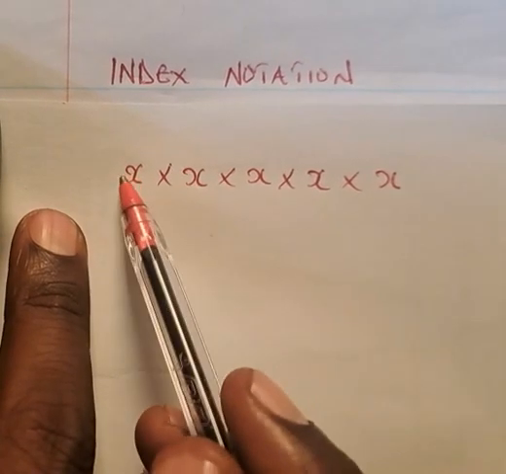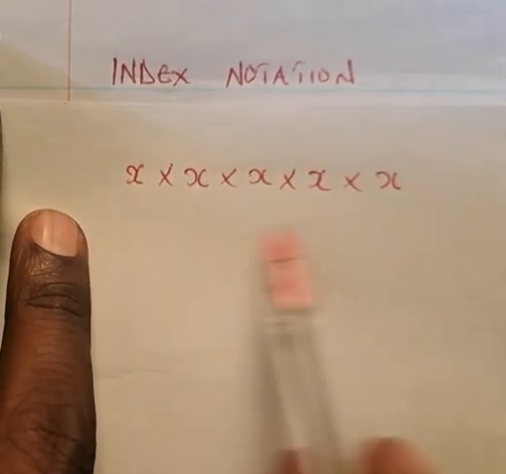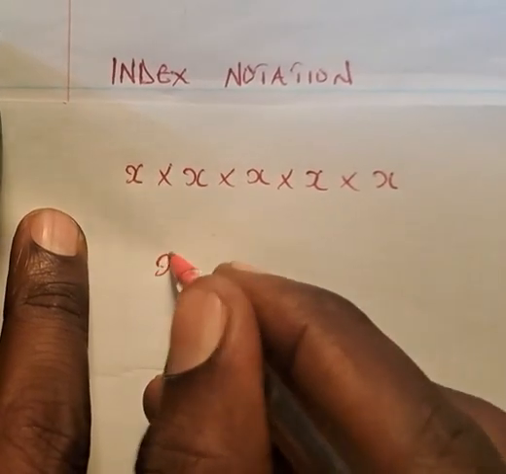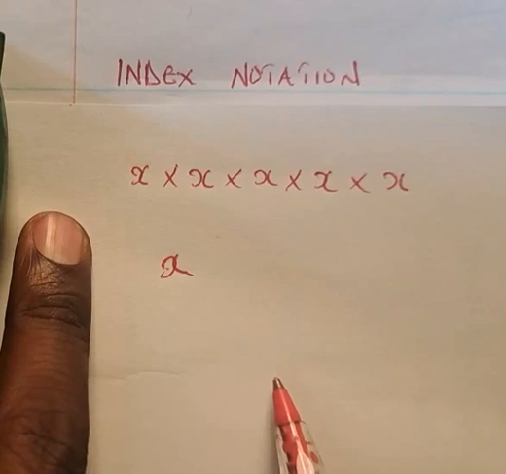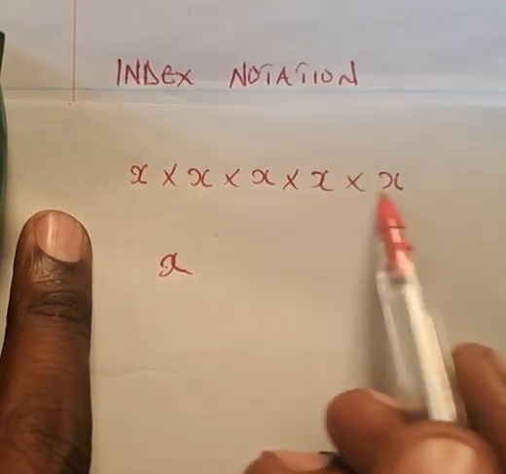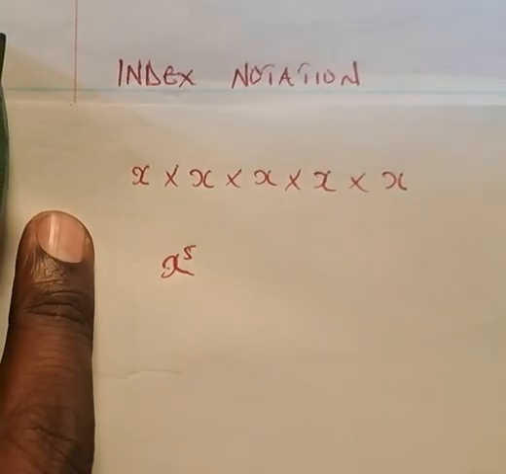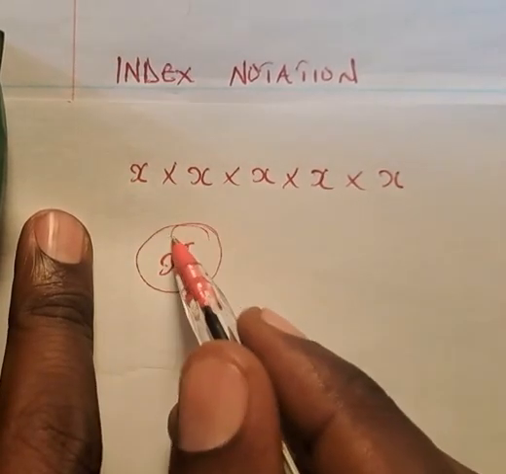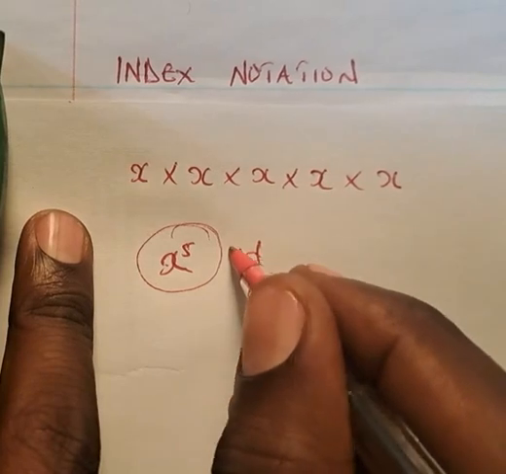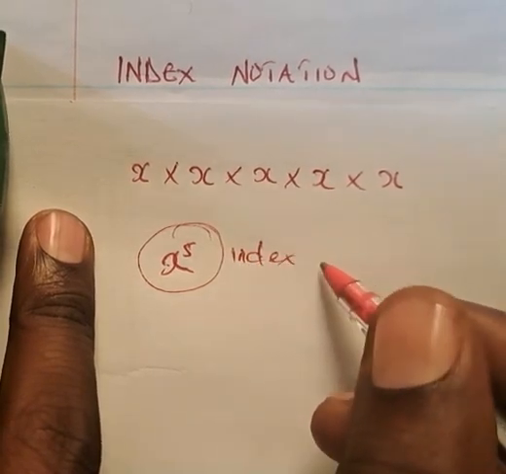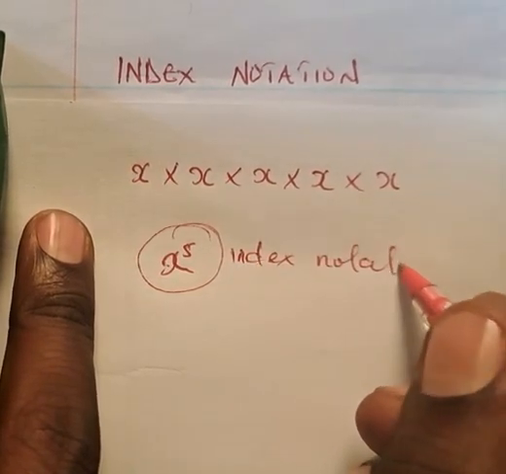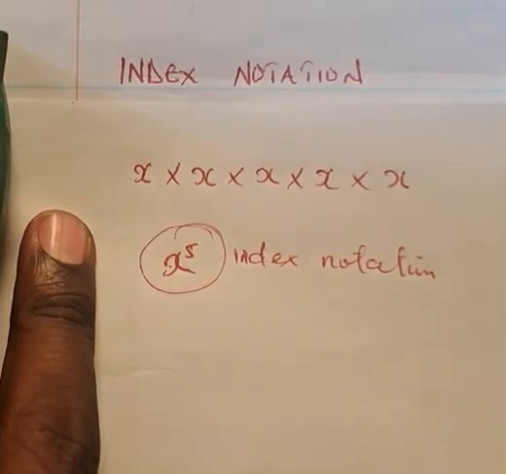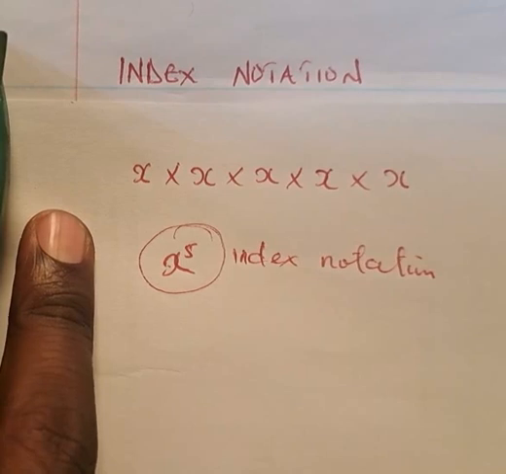How? We look at the common variable, which is the common letter there, x. So we write x, and then we count them. How many are they? 1, 2, 3, 4, 5. So there are 5. So x to the power 5. This has been expressed in index notation. If there are 2, it would be x squared, like p squared.